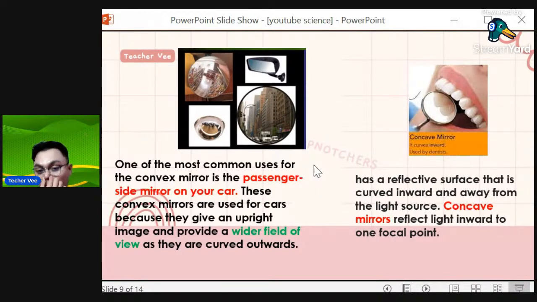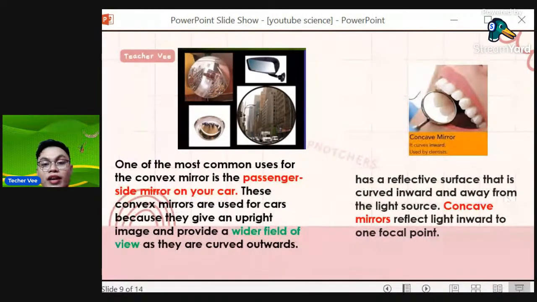Tapos, kapag concave naman, ito yung usual na mirror na ginagamit natin, no? To reflect light inward to one focal point. So, yun po yung mga ginagamit natin to look at our teeth, no? If there are cavities, usually used by the dentists. Okay? And then ano-ano pa?